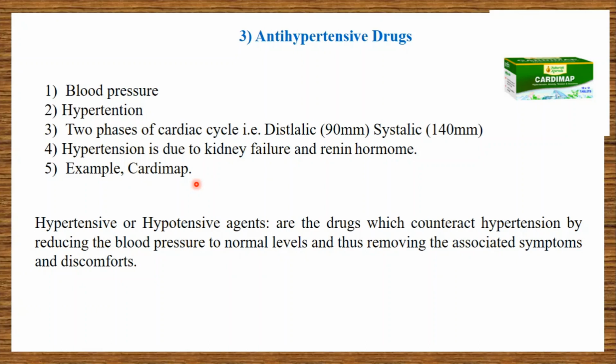There are two phases of the cardiac cycle: diastolic, 90 mm, and systolic, 140 mm. Diastolic means the relaxation phase, and systolic means the contraction phase, that is, the relaxation of the heart and contraction of the heart. The resting blood pressure is 90 mm for diastolic and 140 mm for systolic, and this is considered normal blood pressure.